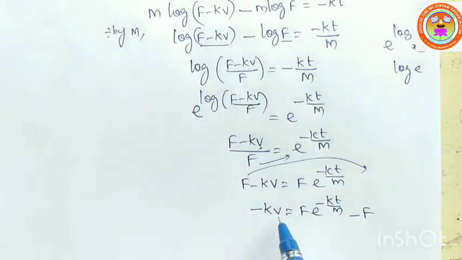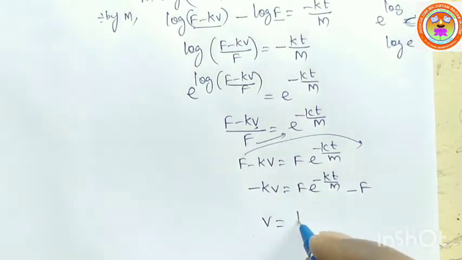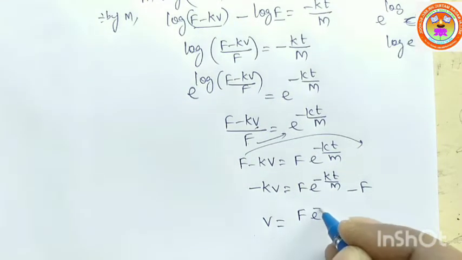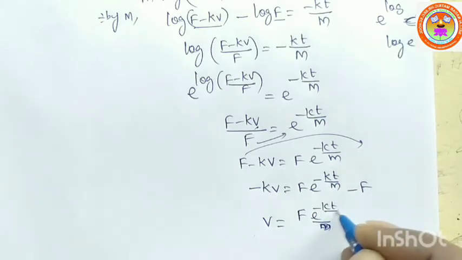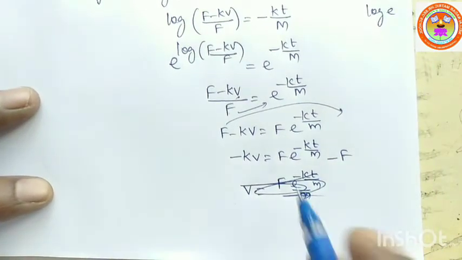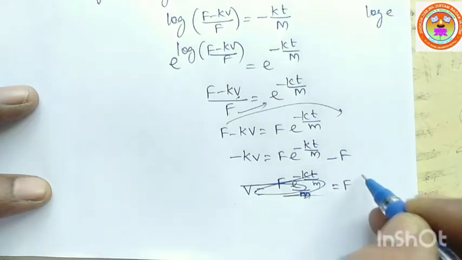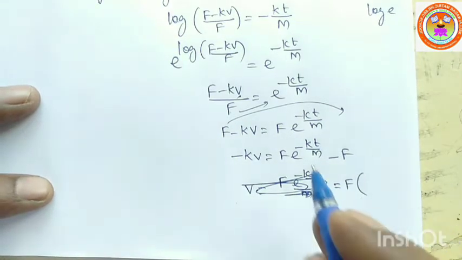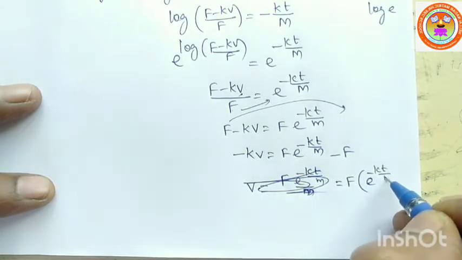Now we need only v. So v is equal to divide each term by minus k. So f into e power minus kt by m, this k is coming down. Or we can do one thing. See, one f is common, right? Take the common term f outside. When we are taking f outside, e power minus kt by m minus 1.